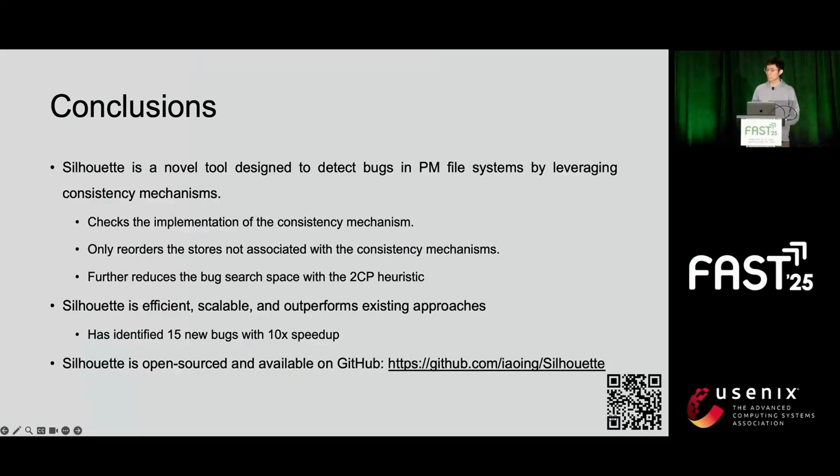In summary, Silhouette is a novel tool designed to detect bugs in persistent memory file systems by leveraging consistency mechanisms. It checks the implementation of consistency mechanisms. It reorders stores not associated with these consistency mechanisms and further reduces the bug search space with the 2-CPU heuristic. Silhouette is efficient, scalable, and outperforms existing approaches, finding 15 new bugs with a 10 times speedup. And it is open source on GitHub.